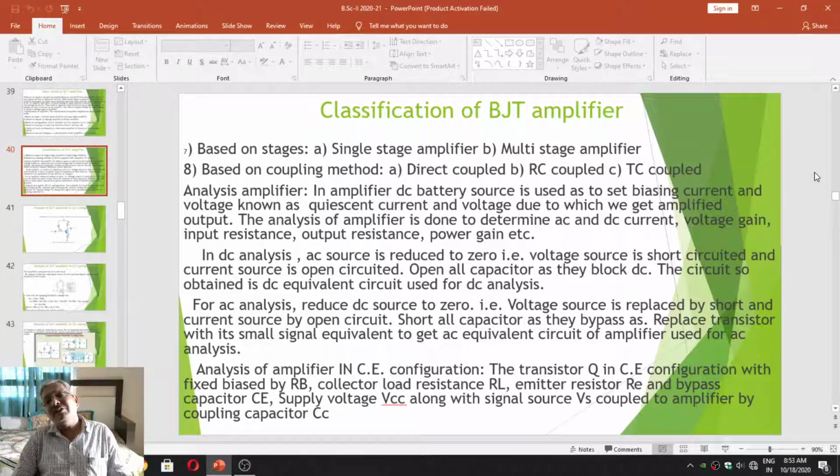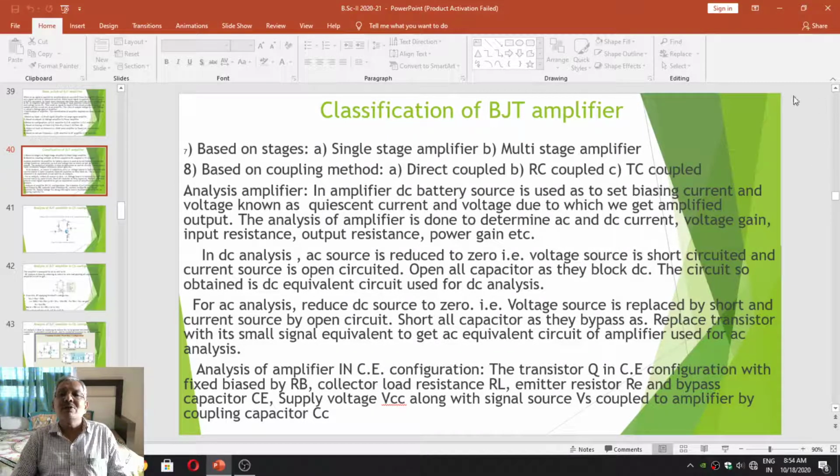Then we studied the plan of our lecture with which we are going to complete this particular topic. After that, we have studied the basic action of BJT as an amplifier, where we have studied how BJT is going to act as an amplifier. Then we studied the classification of amplifiers depending upon various factors. Almost all, we have studied 8 types of classifications.